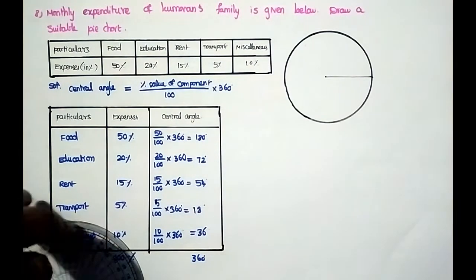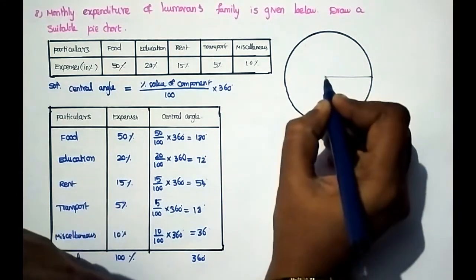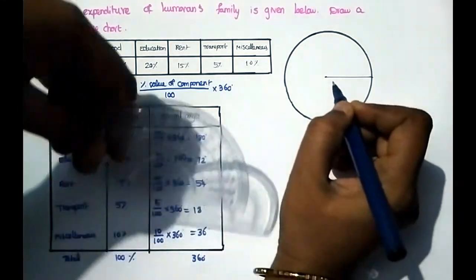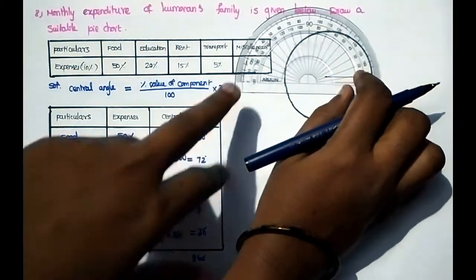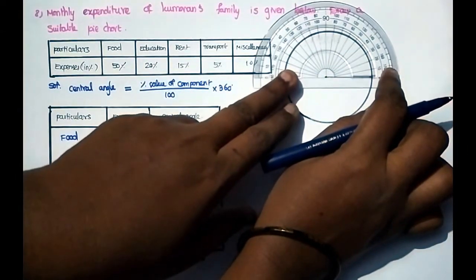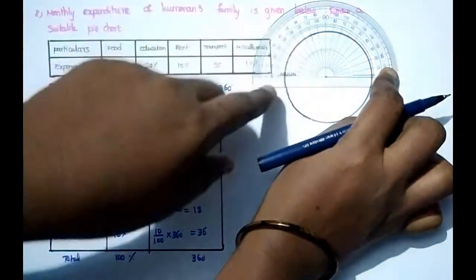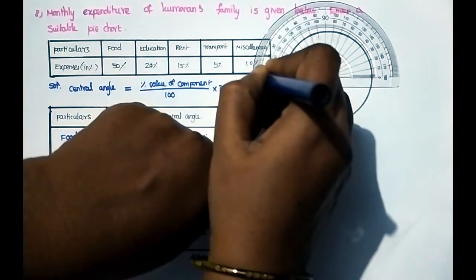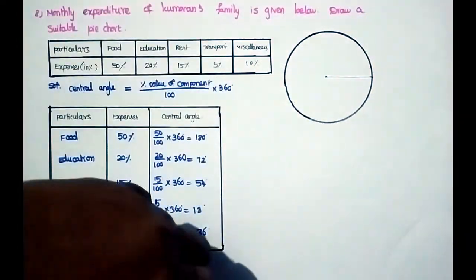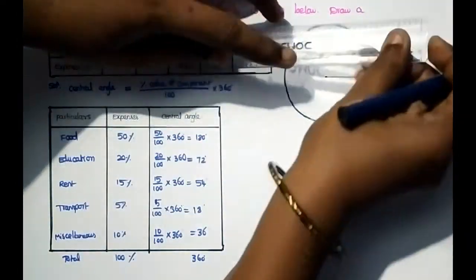Draw the pie chart. That is the center point. From that draw the line, and then first one 180 degree. 180 degree means that is here. That is a straight line now.